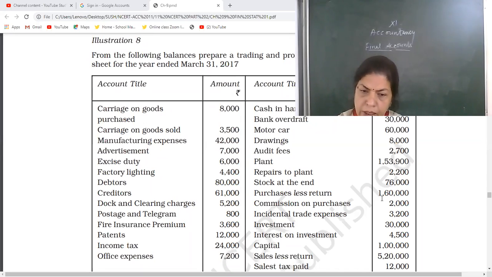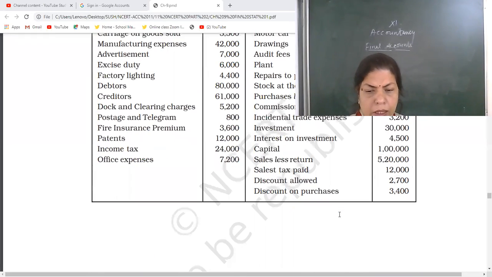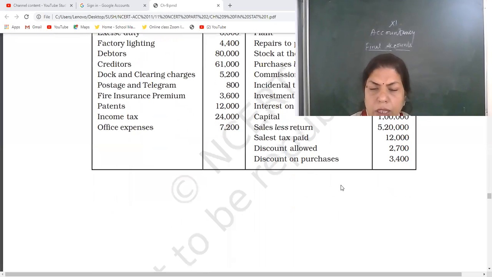Capital, liabilities side. Sales less return means net sales, and it is to be shown in the trading account credit side. Sales tax paid is expense for the business. Discount allowed P&L debit and discount received P&L credit.